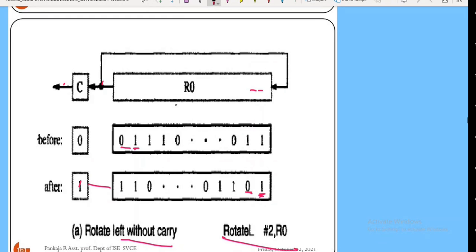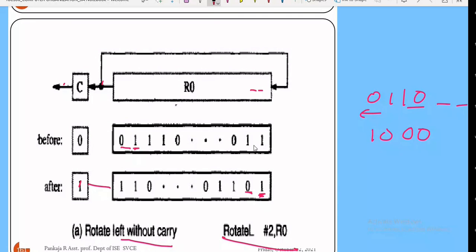Shift means you will be just ignoring these bits, 0, 1, 1, 0. After shifting 2 bits, the bits 1, 0 will be retained, and whatever the vacated position is, that is filled with 0. But here it is not happening. The vacated position is not filled with 0. Whatever the bit you are shifting, the same value you are going to rotate back into the vacated position.